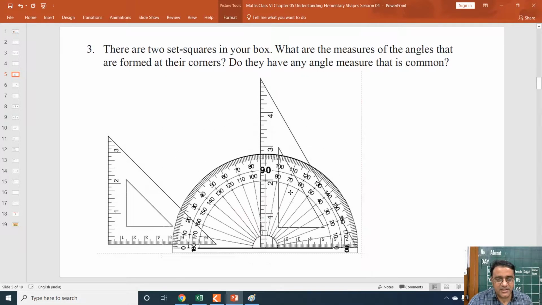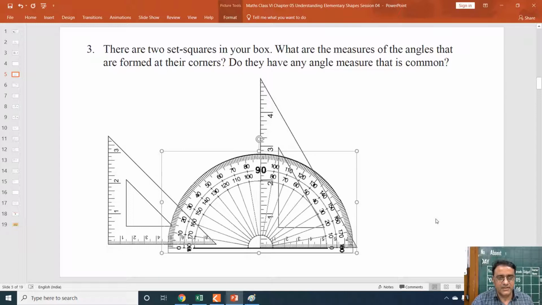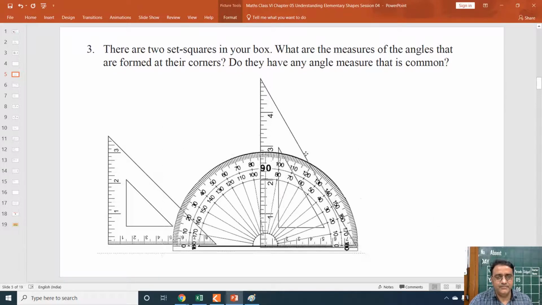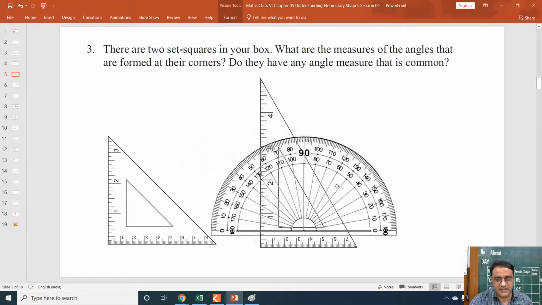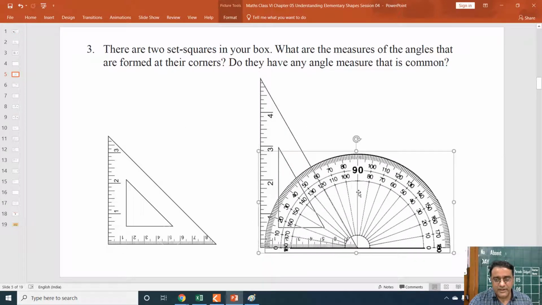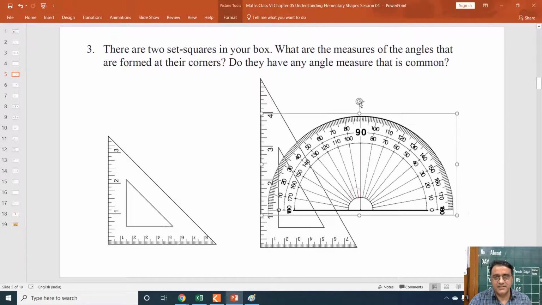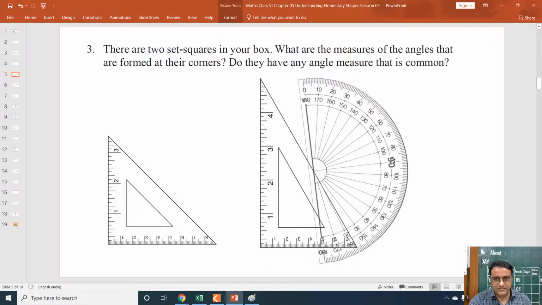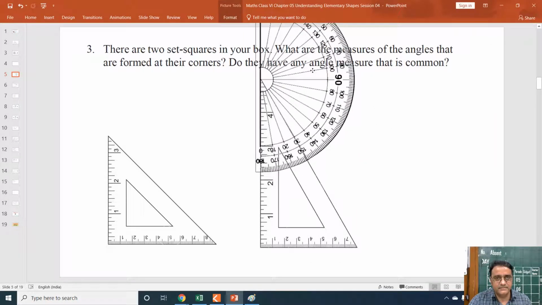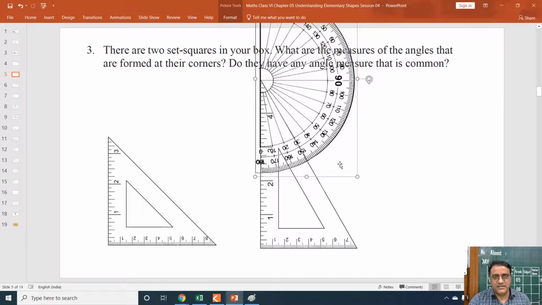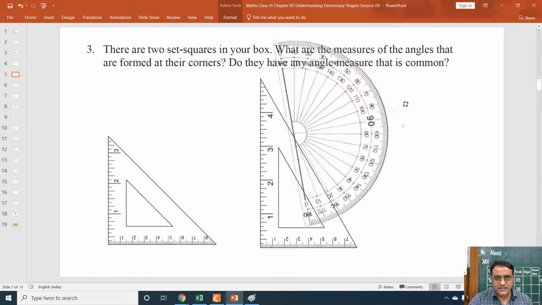So let us measure this one also. This is 90, one angle, and another angle we are going to measure. Let us measure this one also on this side. So when the baseline is on the left hand side, we have to see the upper one. So this is 60, right? 60. Very good. Now the third one. This is 30, right? Yes, this is 30.